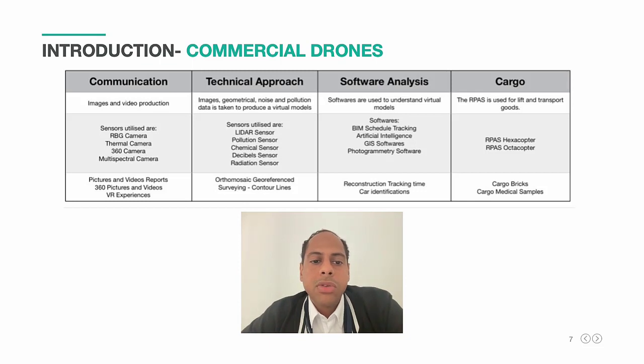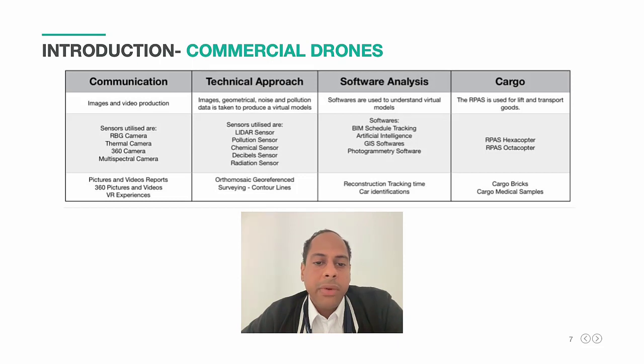We may use GIS software in order to identify the surface, contour lines, or see if it's aligned with the actual land entitlement or deeds that we may have, to make that comparison. And we may use photogrammetry software to make the reconstruction.